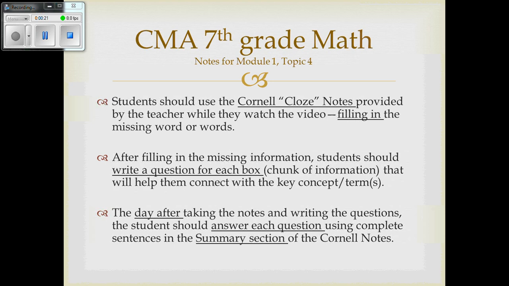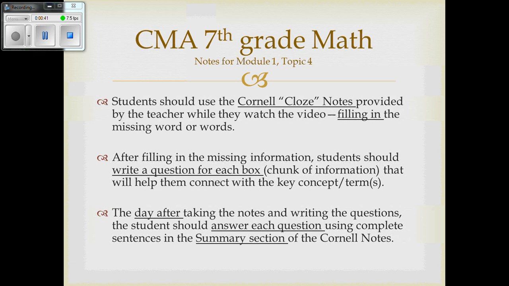Module 1, Topic 4. Students should use the Cornell closed notes provided by the teacher while they watch the video, filling in the missing word or words. After filling in the missing information, students should write a question for each box or chunk of information that will help them connect with the key concept or terms.